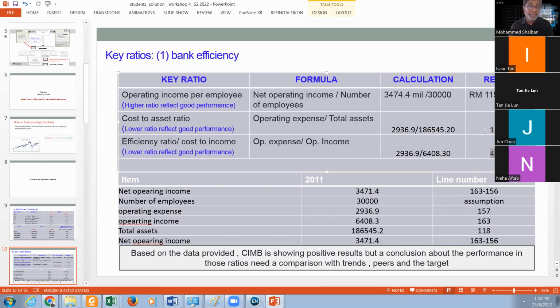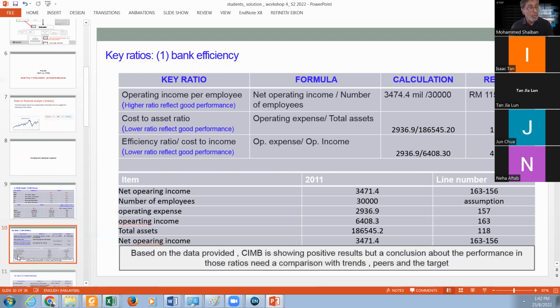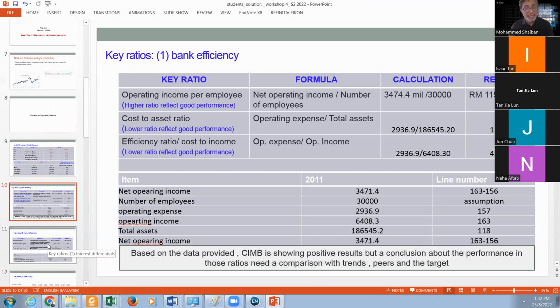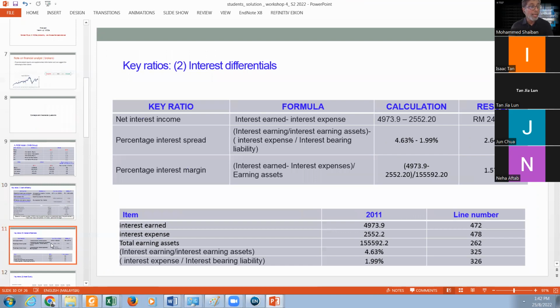Is it like other banks? Is it less than the other banks? So actually the answer is, based on this, I cannot say it's profitable. I just know that there is a ratio. This is why we have to get this framework of getting the correct data and then compare them with targets, peers, and trends. So you have to calculate it.